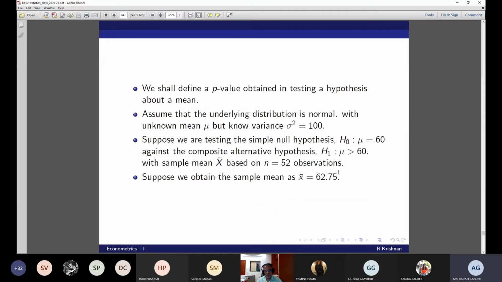That's what I'm telling you. We have a sample mean. This is a sample mean. 62.75 is a sample mean. Yes, sir. A sample mean is a sample mean. Your question should be the other way around. How do we fix the 60? Isn't it?